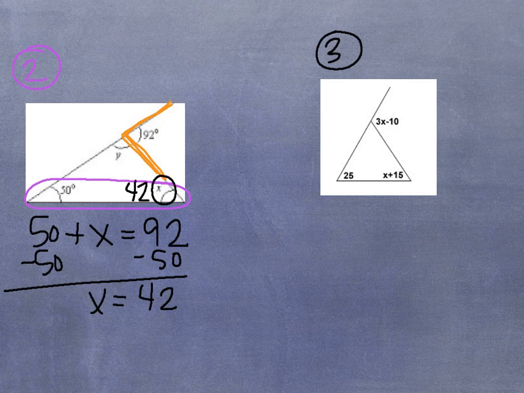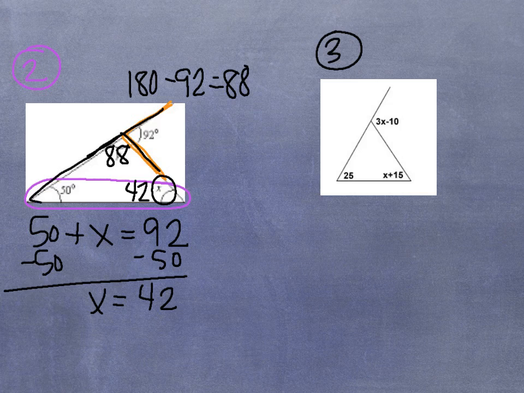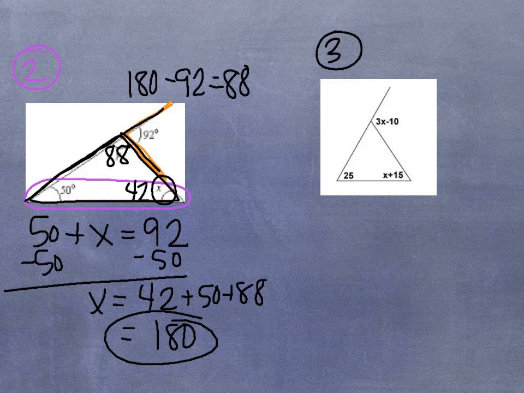Let's double check it just to make sure. If I looked at this as a linear pair, I would know that 180 minus 92 is going to give me 88. So this y here is going to be a measurement of 88. So does 42 plus 50 plus 88 equal 180? Let's check. Okay, if you use your calculator, it does equal 180. So that's another way that you could use the exterior angle theorem.